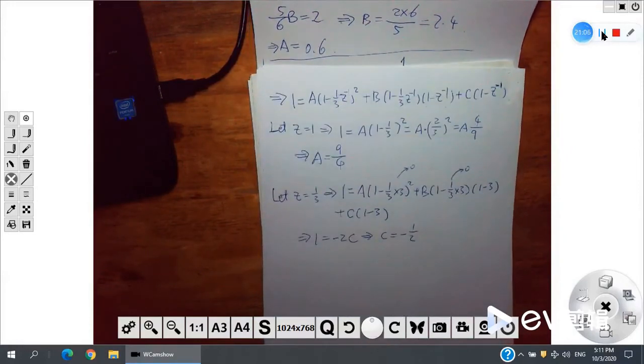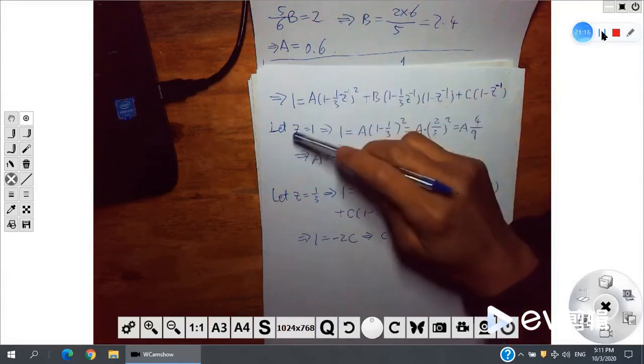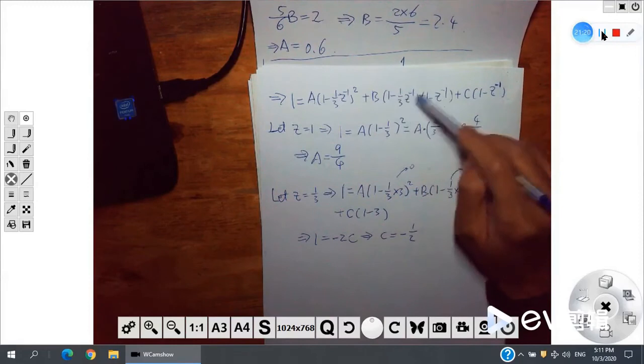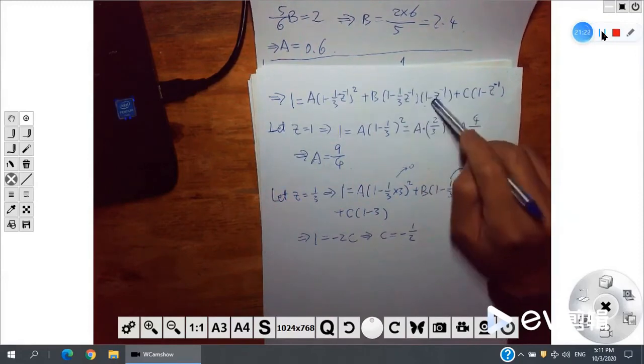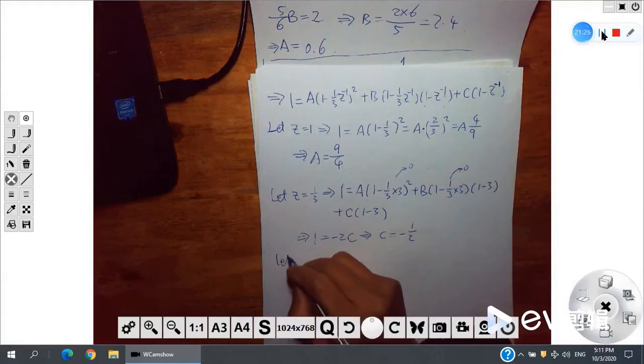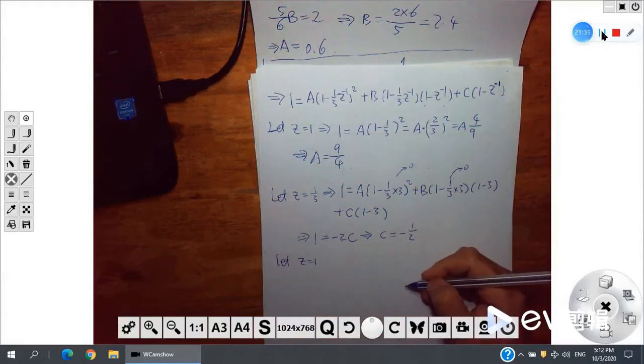Then we have a, we have c. Now how to determine b? The special values, 1 and 1/3, we already used, right? So we cannot make them equal to 0 anymore. So we can pick any value, like let z equal to negative 1. Right? Just let z equal to negative 1.